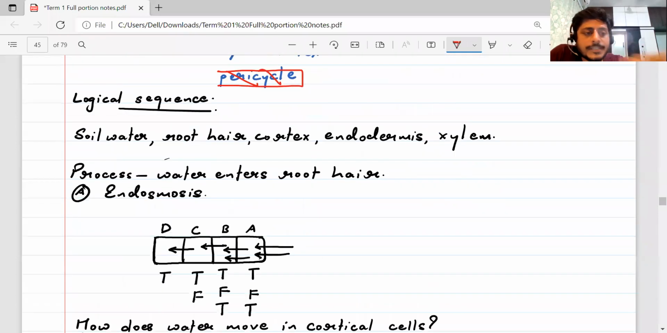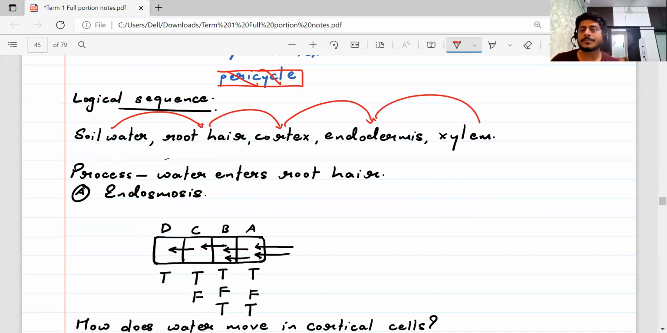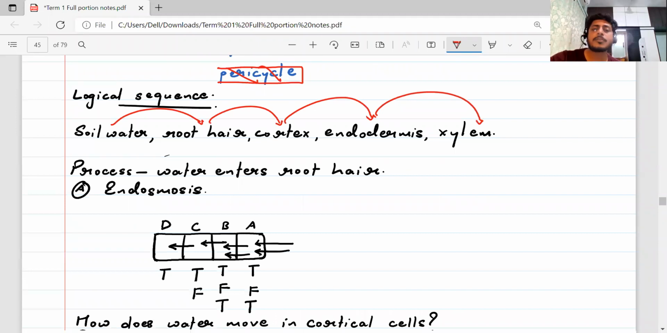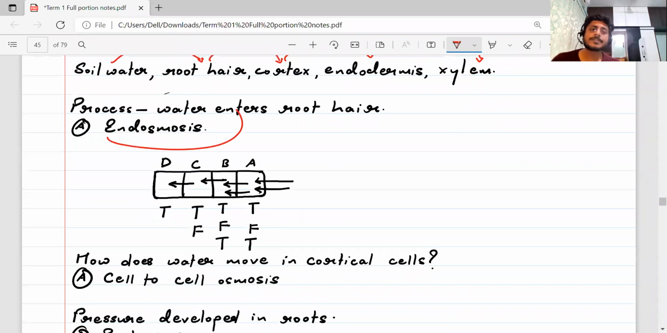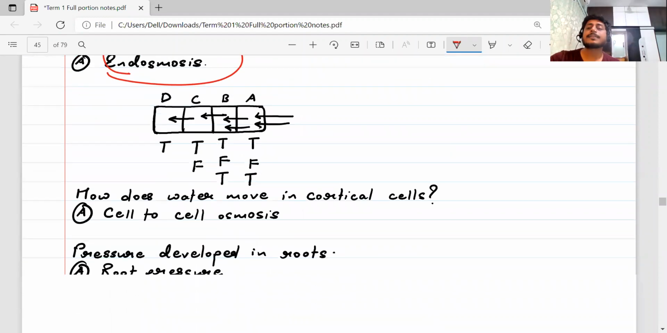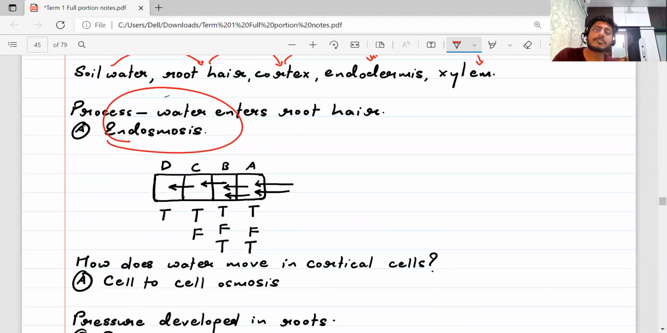So root pressure का logical sequence: soil water के बाद root hair के बाद cortex के बाद endodermis के बाद xylem. How does water enter the root? So water enters the root by endosmosis or osmosis also. Again, if you have a problem with understanding endosmosis, osmosis, don't worry. They will not give you such overlapping ones.